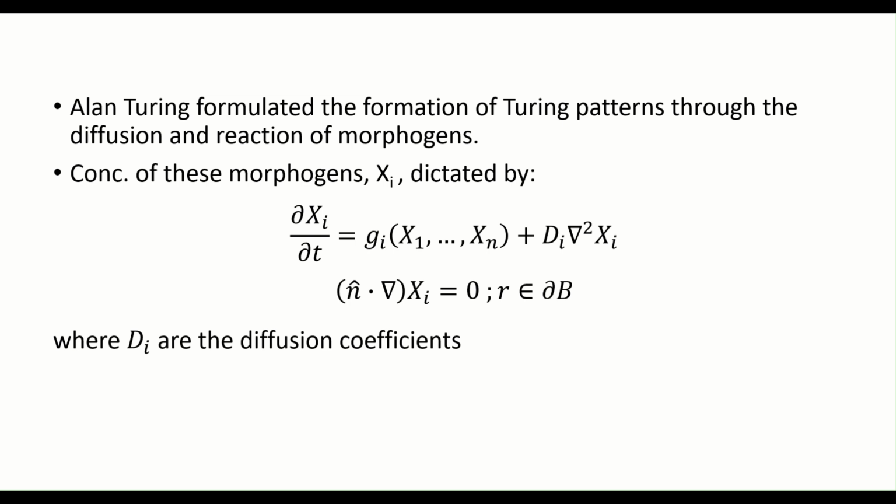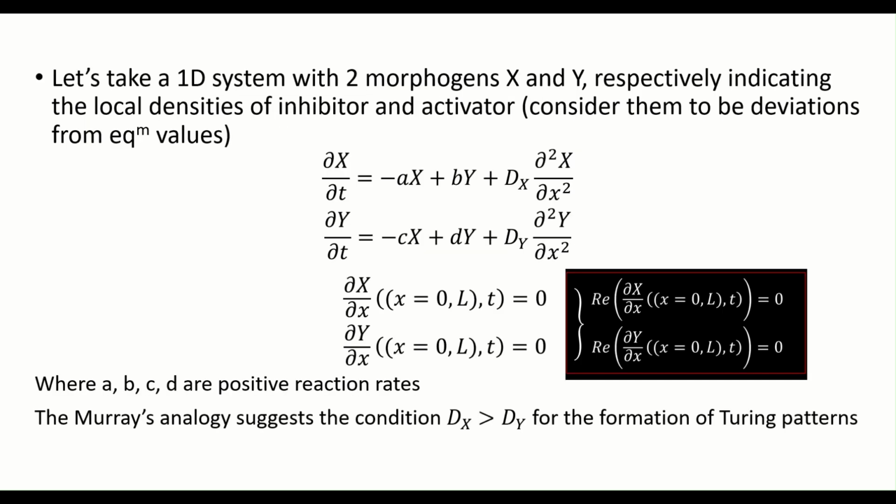And then we have one more equation, as seen on the screen, and this basically indicates that the flux across the boundary for each of the morphogens is 0. That is, none of the morphogens are getting added to the system across the boundary, nor are they going out of the system. Next slide.